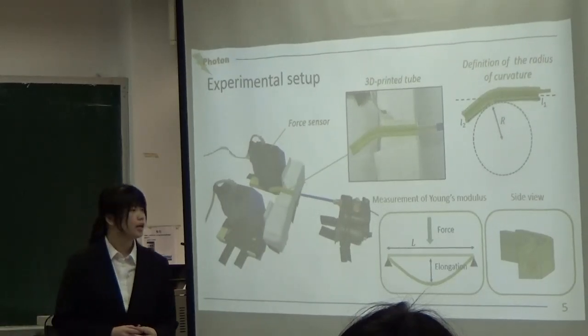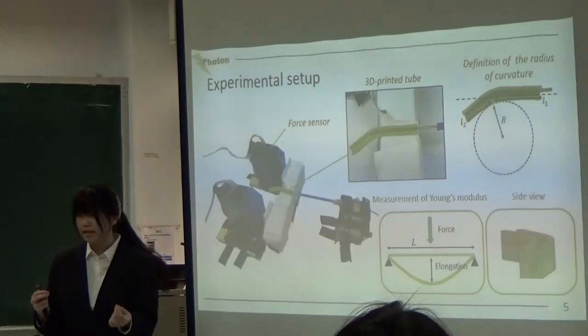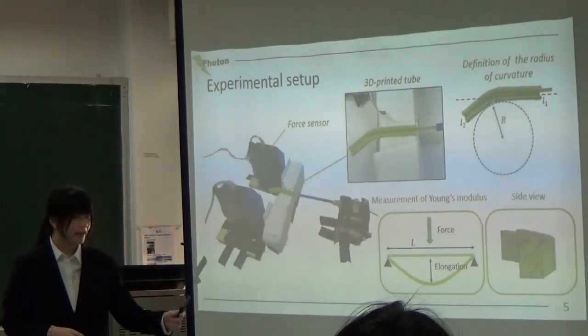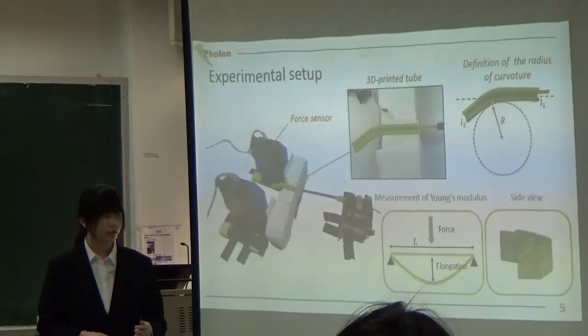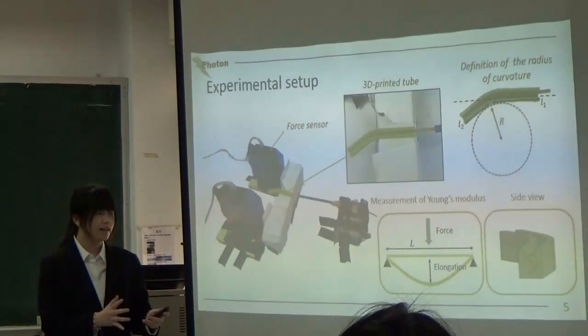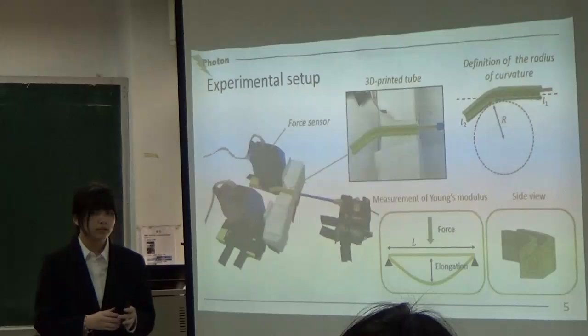And here is a measurement of the Young's modulus. We fix the two sides and apply force in the middle to see the spaghetti elongate. From the side view, the spaghetti doesn't contact the bottom, so we use the 2D.